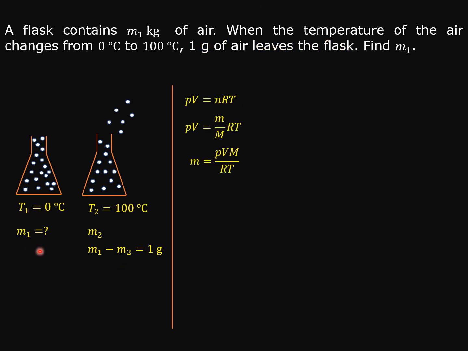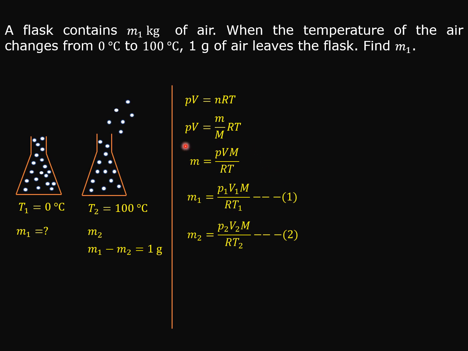To find M1, we start from PV equals nRT, the equation of state or ideal gas law. That means we assume the air in the flask is an ideal gas. By substituting n with small m over capital M, we can introduce the mass of the air into these equations. Now we change small m to be the subject of the equation. We will get m equals PVM over RT, where the capital M is the molar mass of the air in the flask.